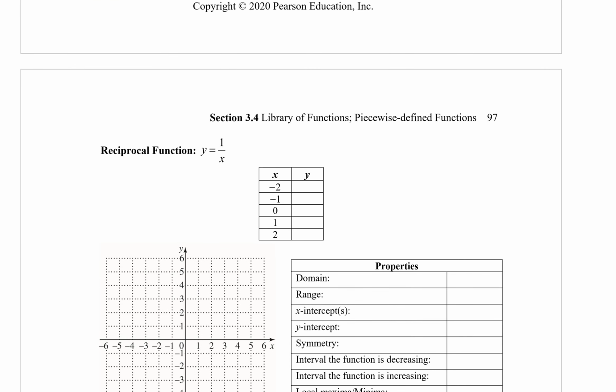Okay, the reciprocal function. This is literally just dividing. So 1 divided by -2 is -1/2. 1 divided by -1 is just -1. 1 divided by 0, impossible. 1 divided by 1 is 1. And 1 divided by 2 is 1/2.